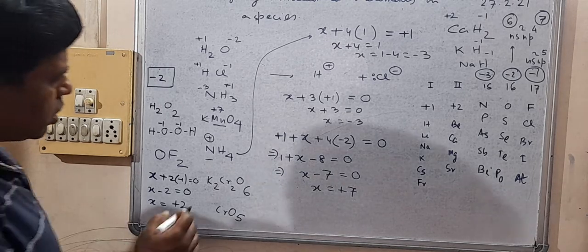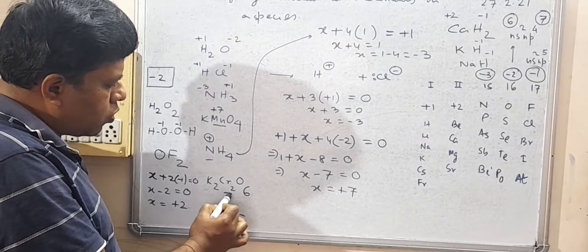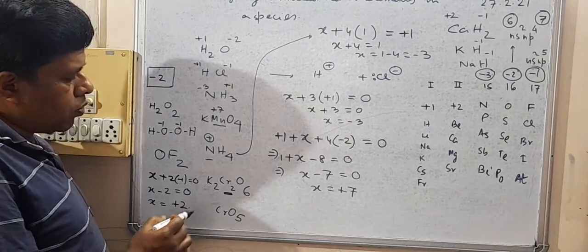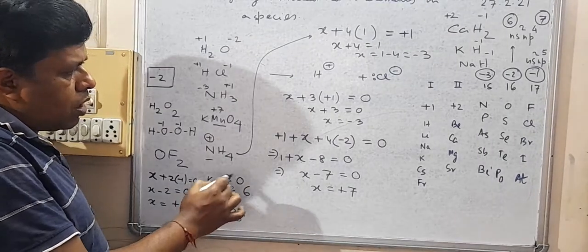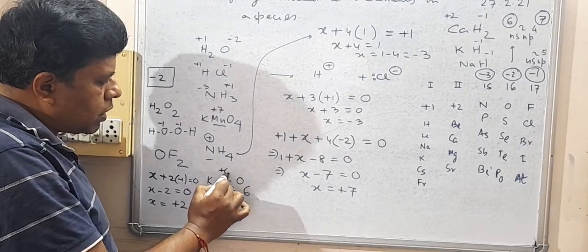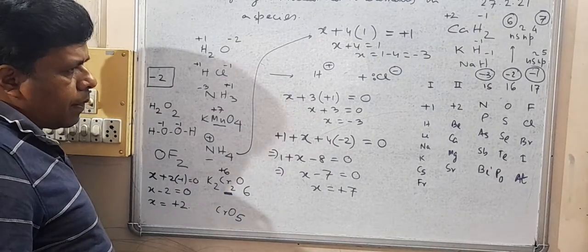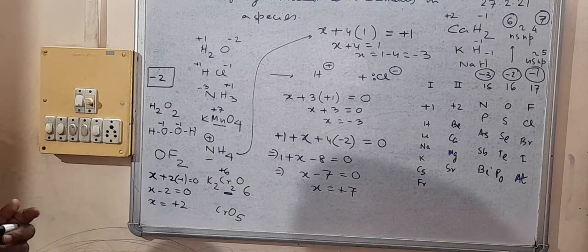So now in the same way, you can calculate the oxidation number of chromium. I am telling you the answer. You have to work out in this way. Chromium will come out to be plus 6.